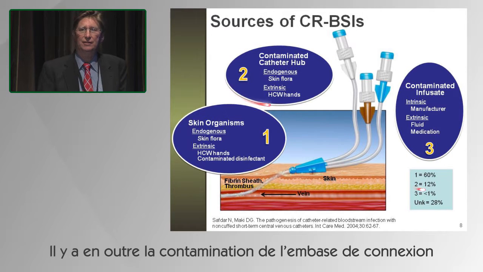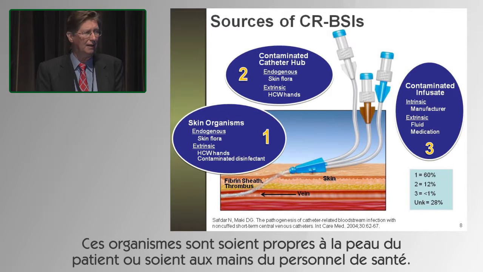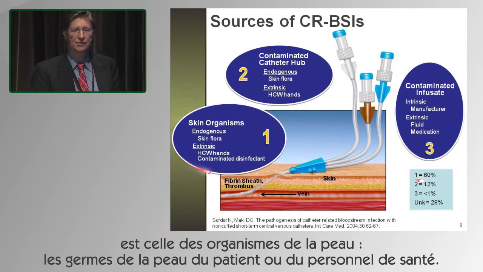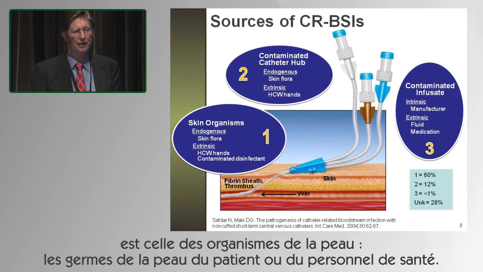Next is contamination of the hub or the connector, and that is thought to occur in about 12 to 20% of the time. The source of those organisms is either the patient's own skin organisms or the organisms on our hands as healthcare workers. The most important source, accounting for nearly 60% of infections, is the skin organisms, the patient's own or the healthcare workers' skin organisms.